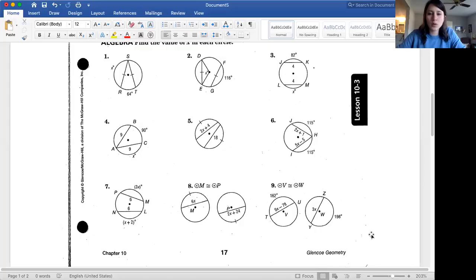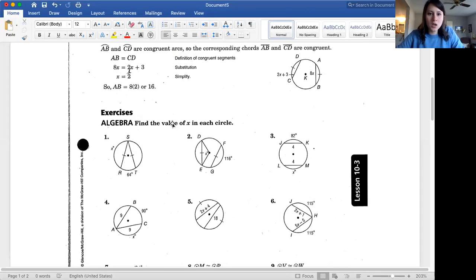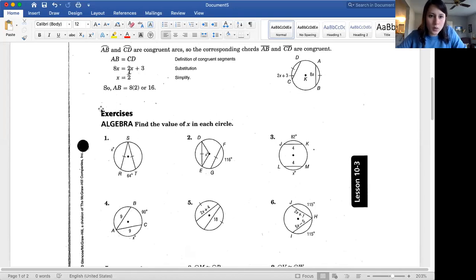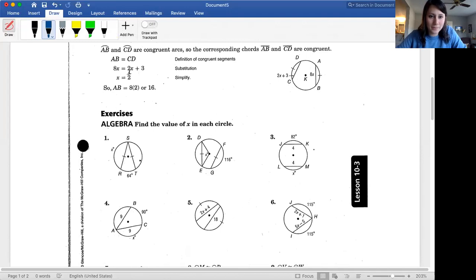So let's take a look at our study guide, and we're going to take a look at our chords and our arcs. So number one, we have an arc here, two chords that are congruent. So that means these two arcs should also be congruent. And this little arc right here is 64.